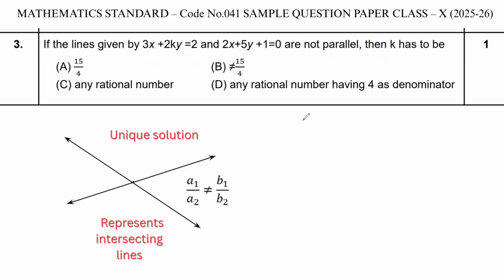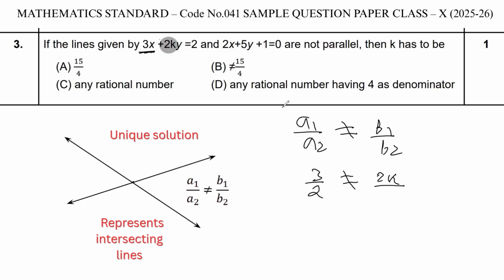What we know for a unique solution is A1 over A2 is not equal to B1 over B2. Look into this. This is already in the standard form. So A1 is 3, A2 is not equal to B1. Make sure you take the whole thing. This is the coefficient of y. Coefficient of y is positive 2k, divided by the coefficient B2, which is 5 in this case.